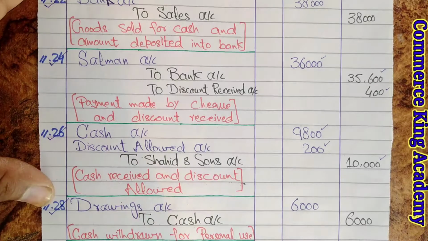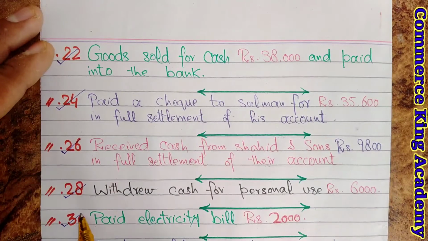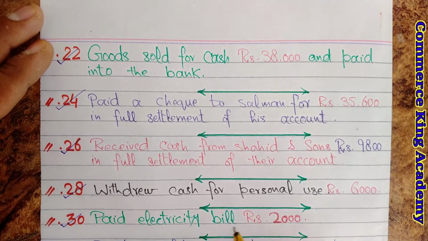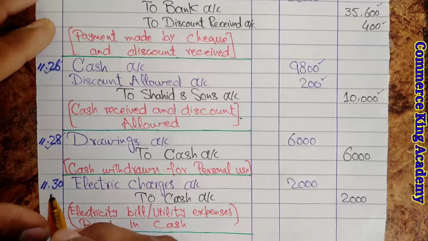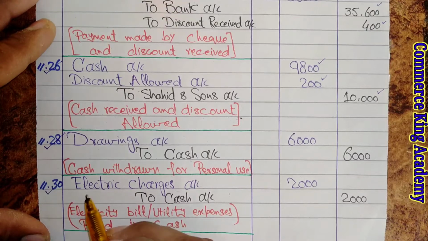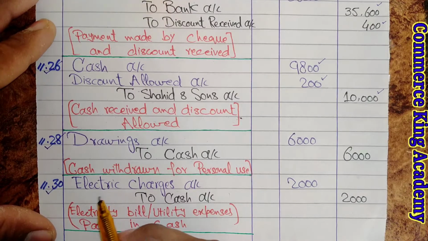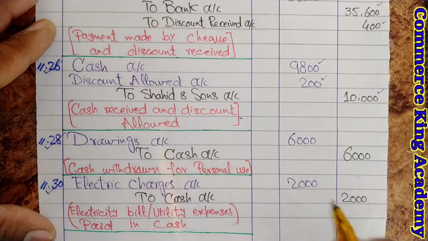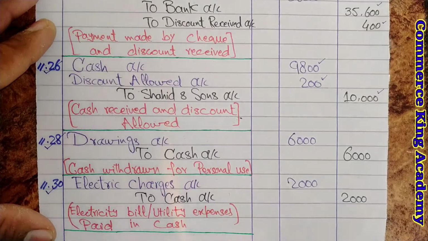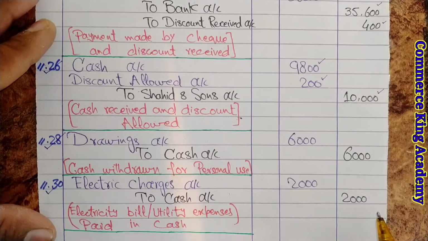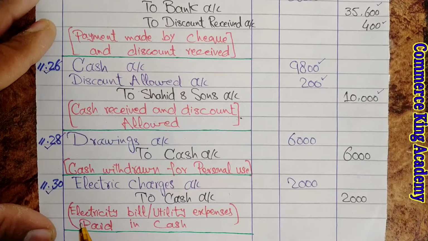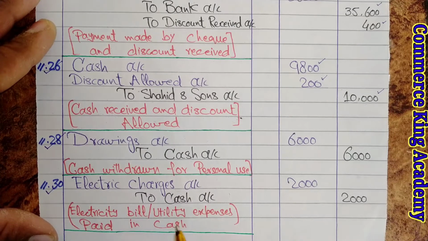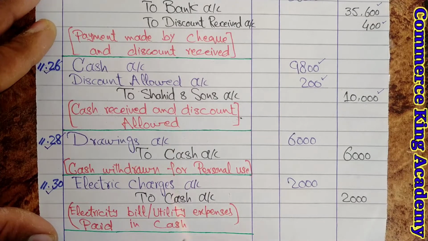Okay? Next transaction dated 30 Jan, which is paid electricity bills amounted 2,000 rupees. Entry of this transaction, which is Jan 30, electric charges account debit amounted 2,000 rupees to cash account credit with same amount 2,000 rupees. Okay. With details or description, electricity bills or utility expenses paid in cash.